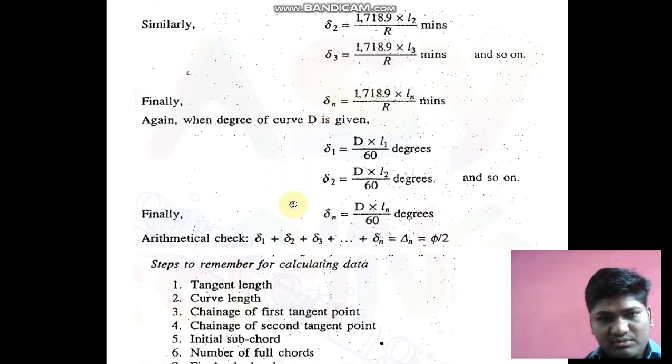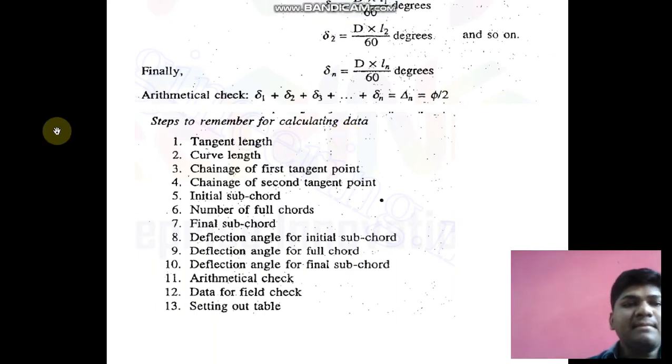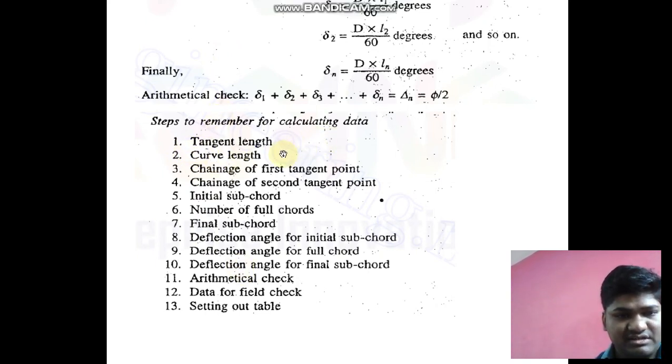These formulas are for when the degree of curve is given. And for finding the data for Rankine's method, I've given these simple steps, so you have to calculate the data according to these steps. This will be easier. First is the tangent length, second the curve length, then the chainage of the first tangent point, chainage of the second tangent point, initial subchord, number of full chords, final subchord, deflection angle for initial subchord, deflection angle for full chord, deflection angles, deflection angle for final subchord, arithmetical check, data for field check, and the setting out table. This is very important, the setting out table. I'll explain the setting out table in the next video.